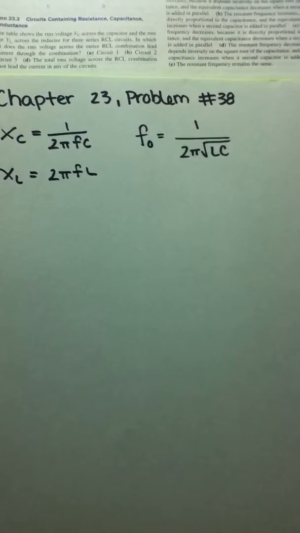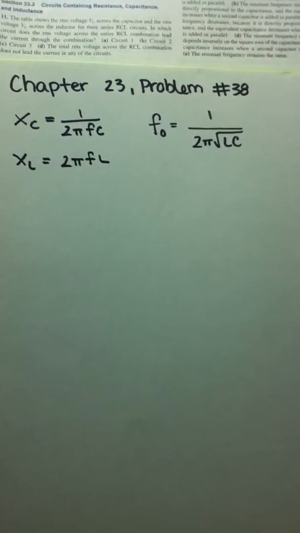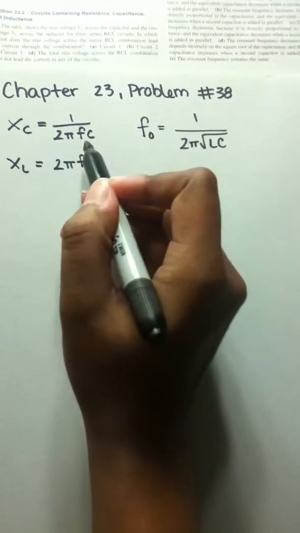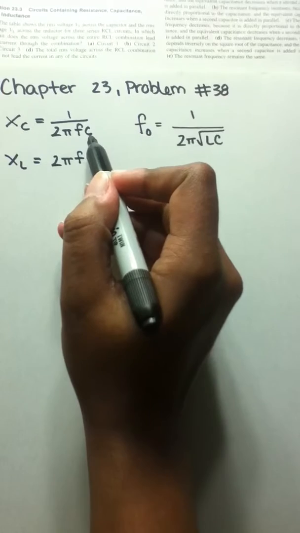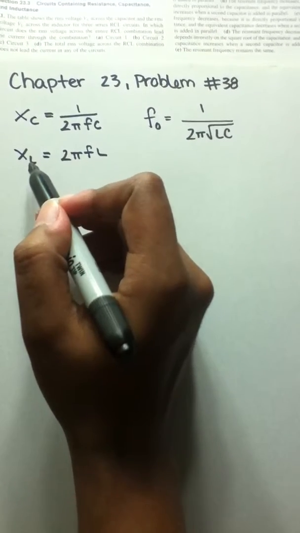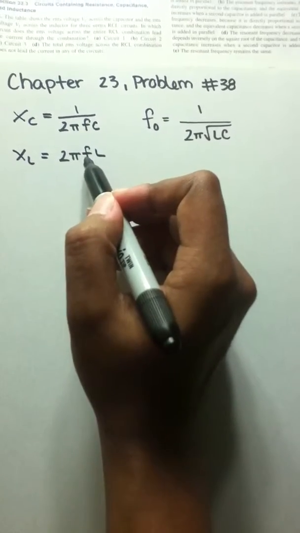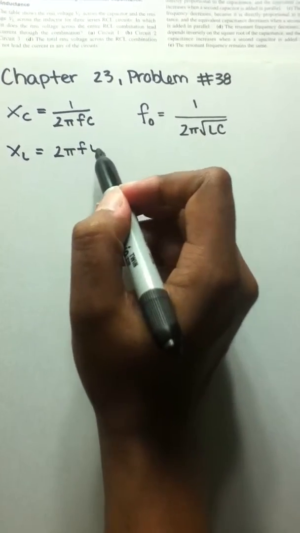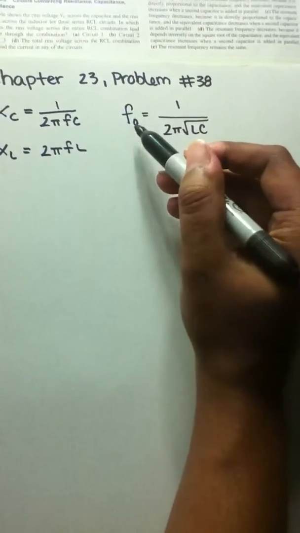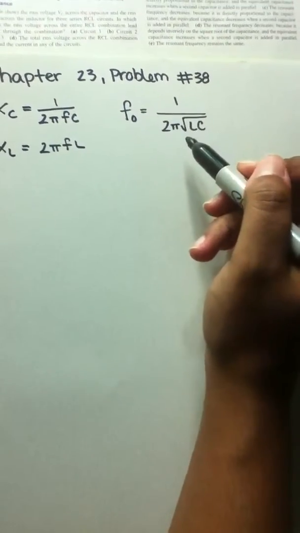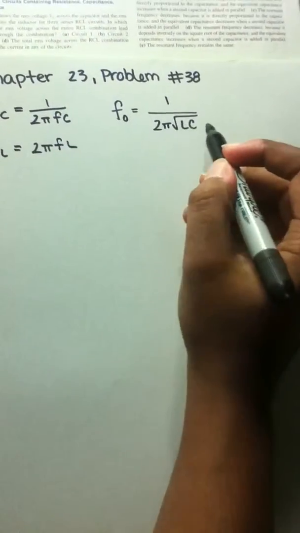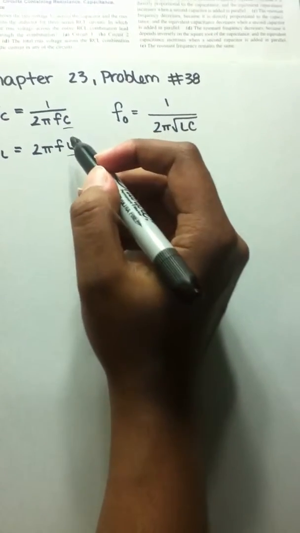So for this problem, I started off with these three equations right here. This right here is the capacitive reactance, this right here is the frequency, and this C stands for the capacitance. This right here is the inductive reactance, and this is the frequency again. And this right here is the resonant frequency, and this right here is the equation. And I hope you recognize that we just saw the L and C from these two previous equations.